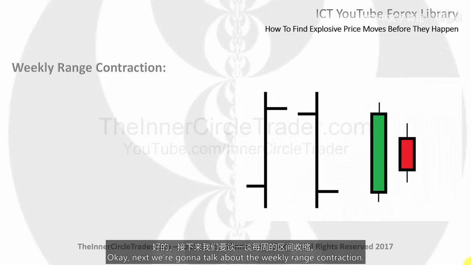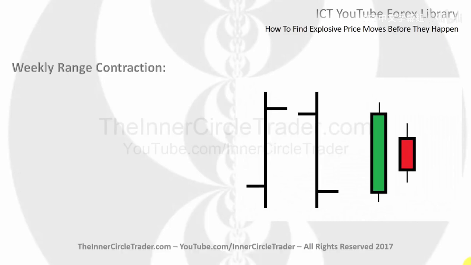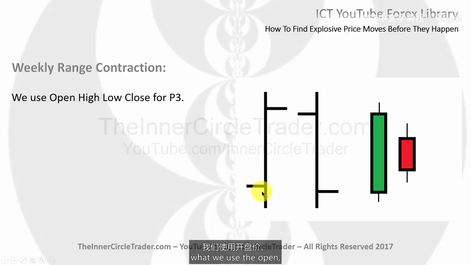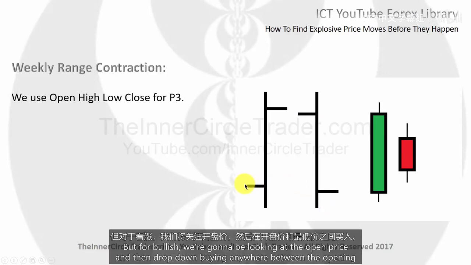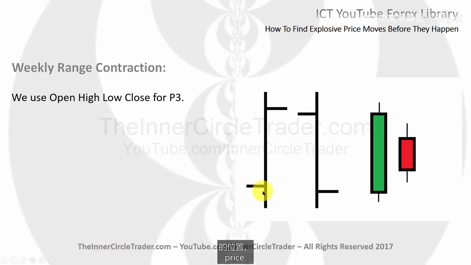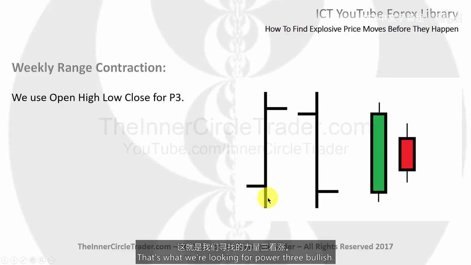Okay, next we're going to talk about the weekly range contraction. As you can see here, when we use the open, high, low, and close bar, this is a graphic depiction. It's very easy to see, at least for me, when we're using Power 3. If we're bullish, we're looking at the opening price and then a drop down, buying anywhere between the opening price or just a little bit above it's still okay, but mainly looking for a move below the opening price. That's what we're looking for, Power 3 bullish.